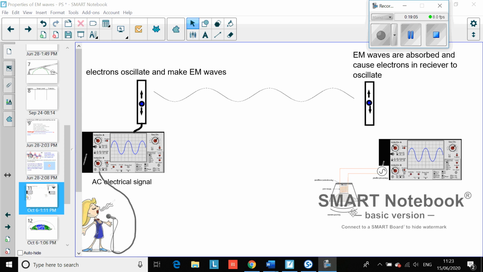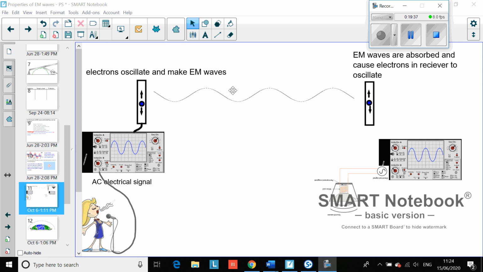Okay, so it's a little bit tricky to explain, but if you go to page 78, I'll just read it out to you now. Electromagnetic waves are made up of oscillating electric and magnetic fields. Okay, that you know. Alternating currents are made from oscillating charges. As the charges oscillate, they produce an oscillating electric and magnetic field, i.e. electromagnetic waves. So as the electrons oscillate, they produce electromagnetic waves. There it is.